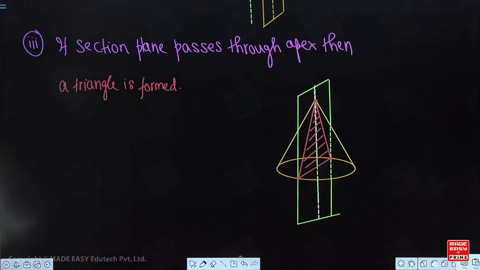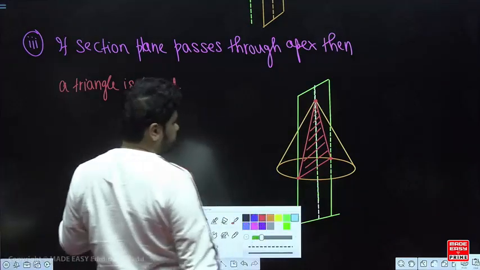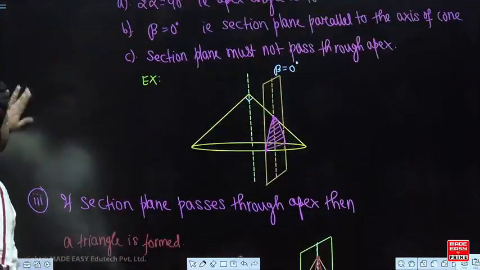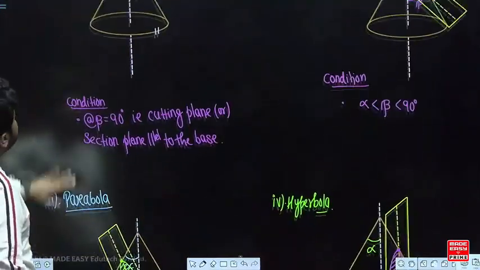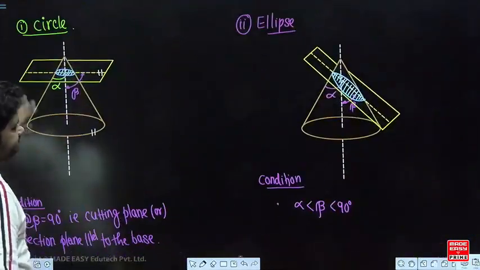So this is what is called conic section, defined as section of cone. So when I section a cone, or cut a cone at various angles with the cutting plane, I am going to get various shapes. So these shapes are basically called conic sections, right? Clear, everyone? So that was the first part. Just one second. Okay, fine.